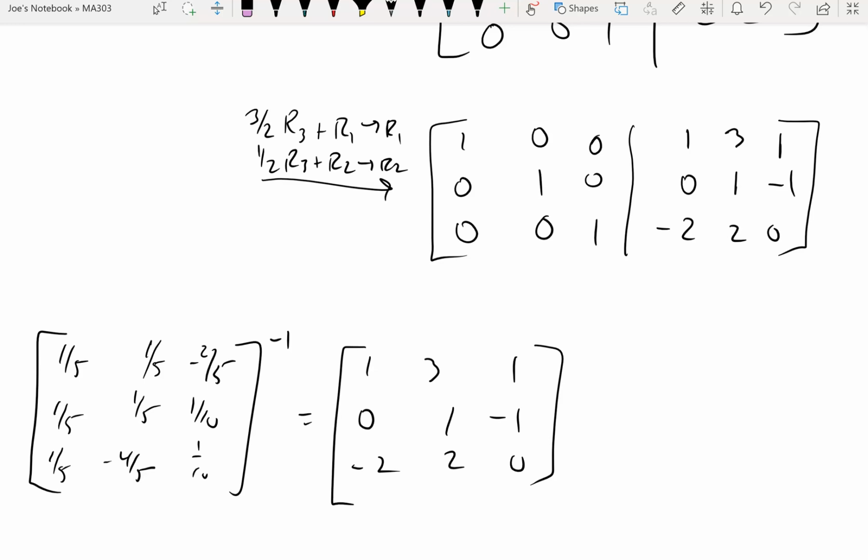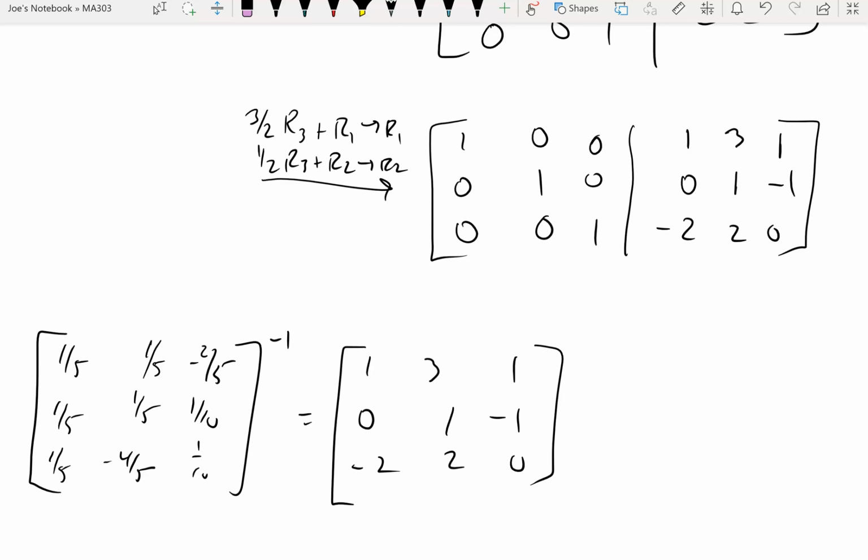Now we should be able to check, right? If you take this matrix without the negative 1 power on it and multiply by that one, we should get the identity. So we take 1/5 times 1 plus 1/5 times 0 plus negative 2/5 times 2, negative 2. You do get a 5th plus 4/5, which gives you 1.